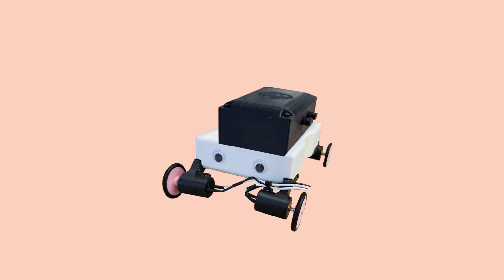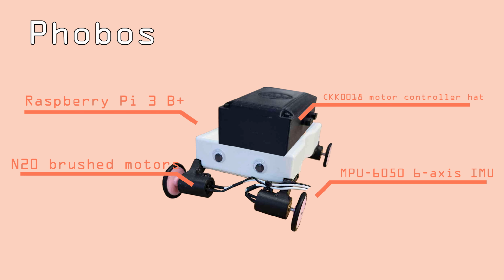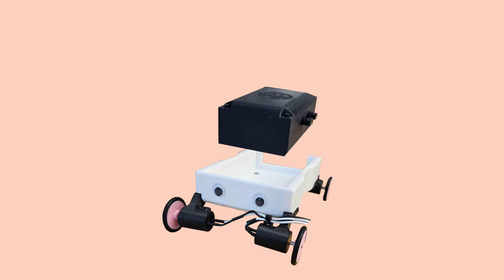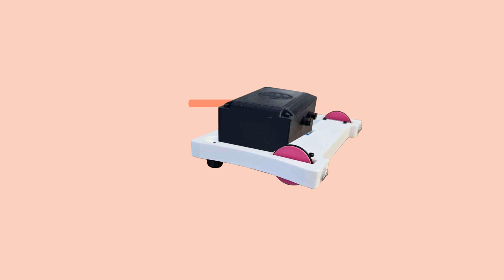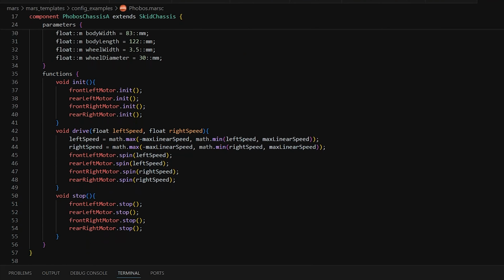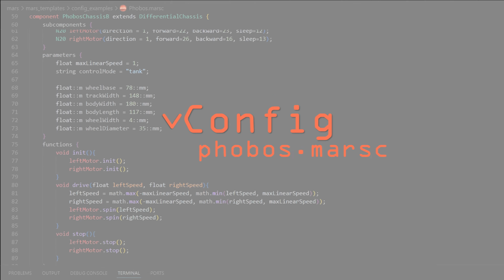To show off a bit of Mars, let's meet Phobos. We built her specifically for this project to show off how Mars supports modularity. She is set up to be hot swappable between different chassis configurations. Mars runs directly on the Raspberry Pi. Phobos' hardware is abstracted to a configuration file, designated as a .marsc file.